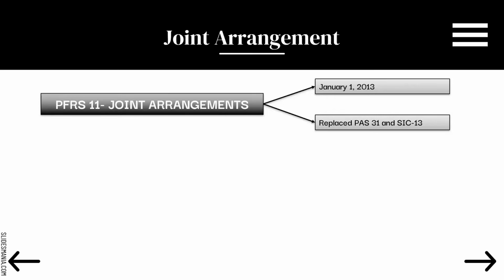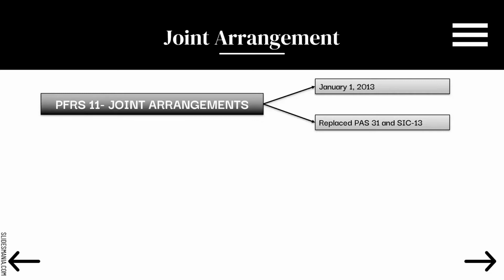PAS 31, ang title nun is Investments in Joint Ventures. Existing ito before January 1, 2013. Itong PAS 31 is meron siyang three types, which are the jointly controlled assets, jointly controlled operations, and jointly controlled entity. So starting January 1, 2013, napalitan na siya as PFRS 11 joint arrangements na meron na lang two types, which is the joint operation and the joint venture.